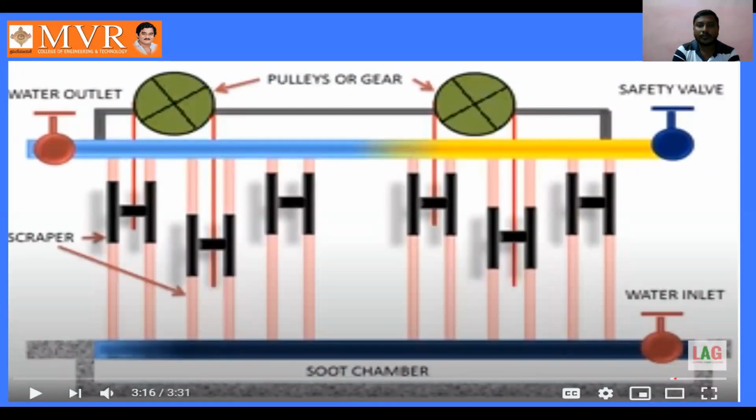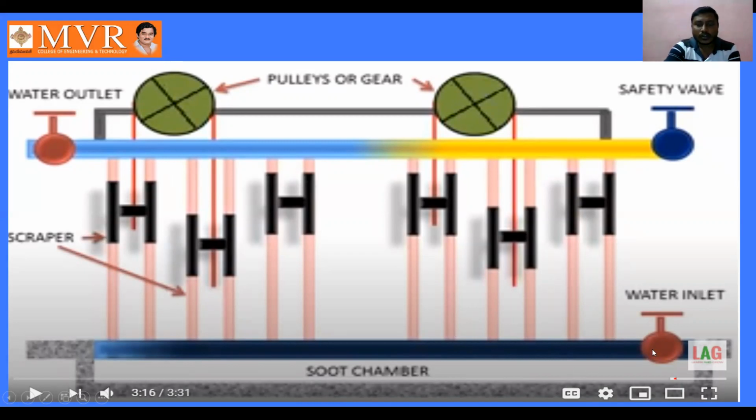Here we can observe the diagram of an economizer. Here we have the water inlet, which means water enters into this pipe, and the water fills these pipes in the vertical way. We have some tubes here. You can observe the tubes.